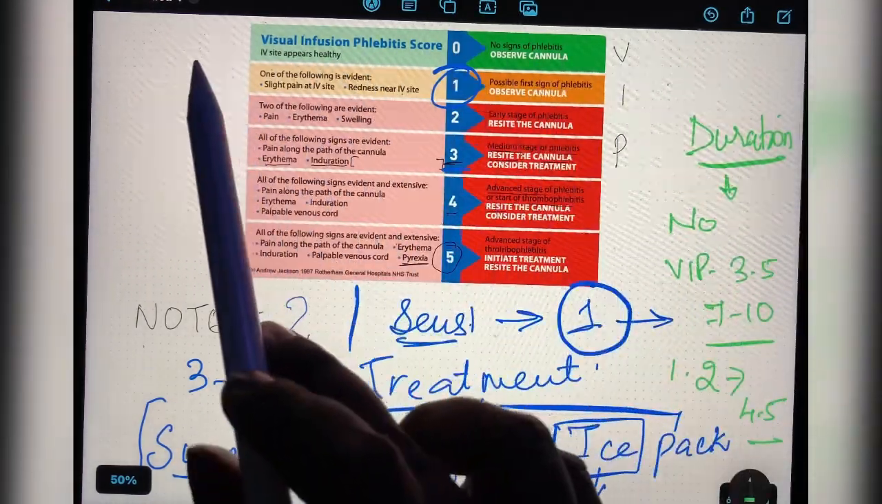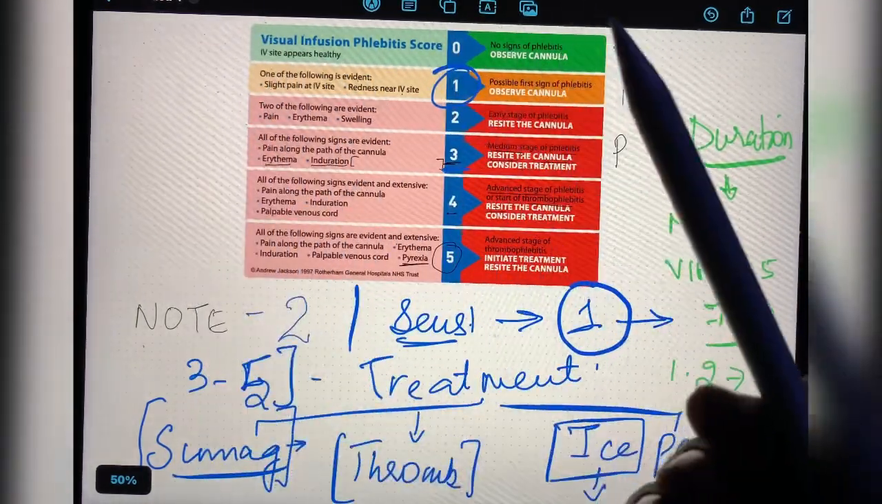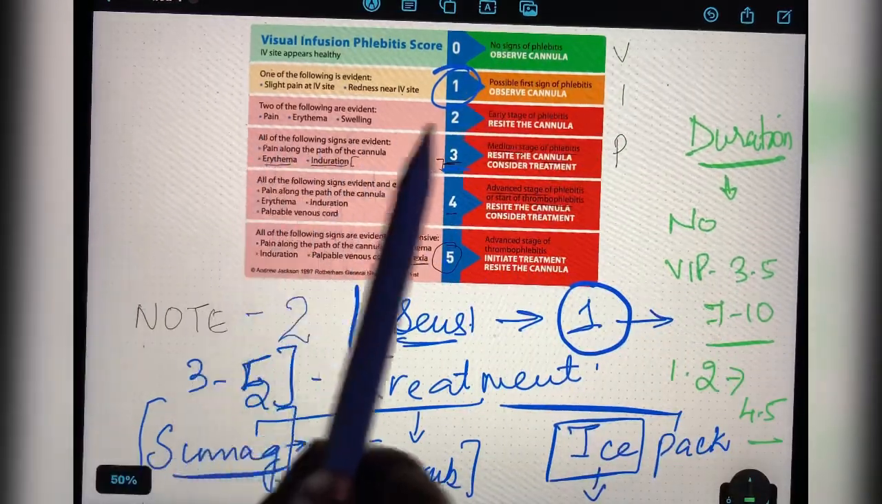So in this video we have discussed the types of phlebitis, what is phlebitis, and the scoring of phlebitis.